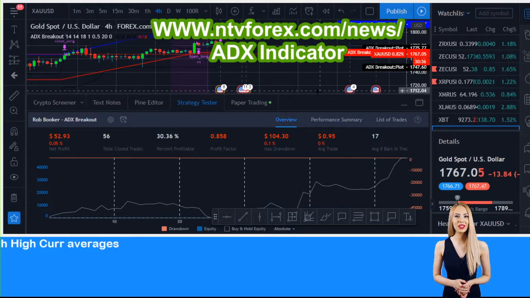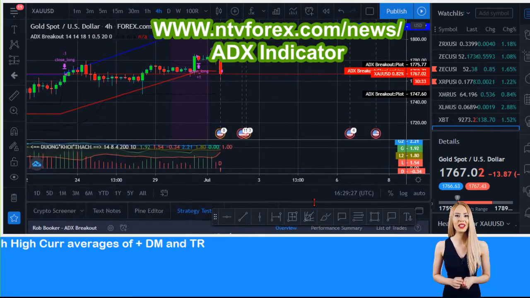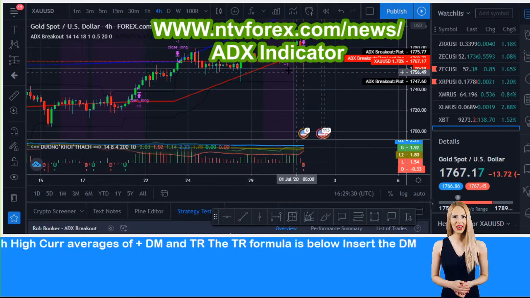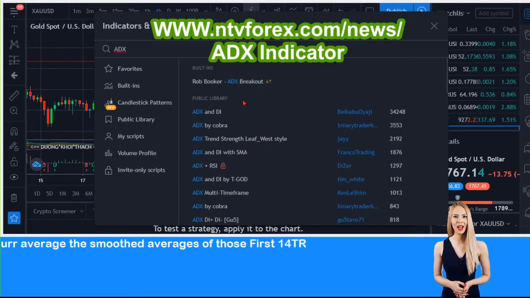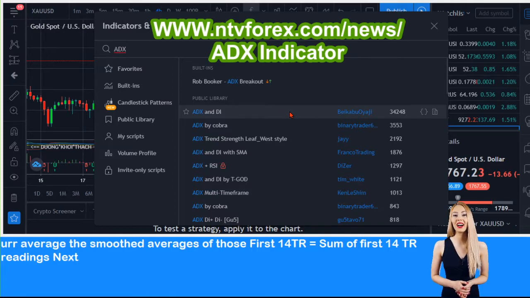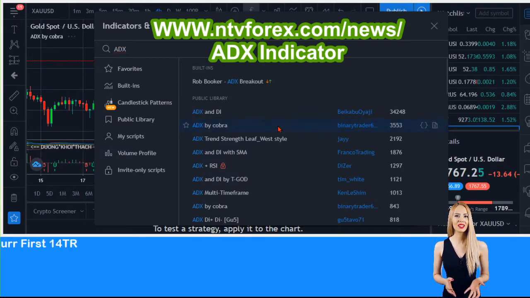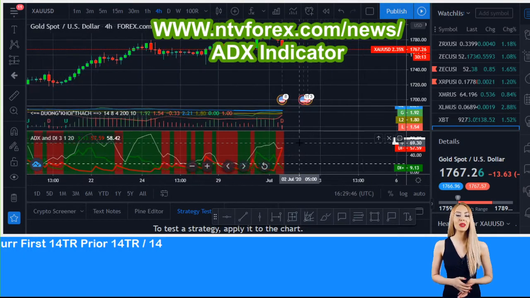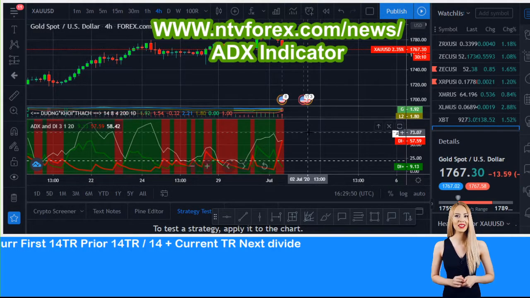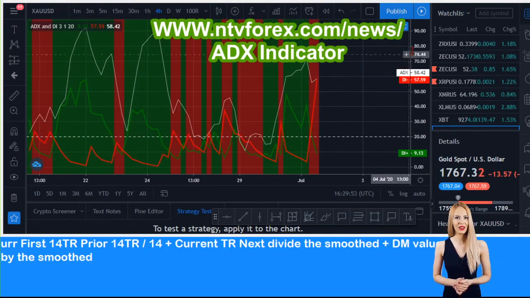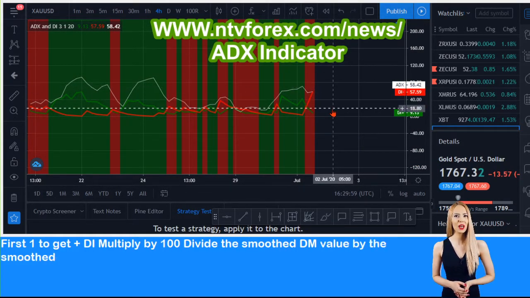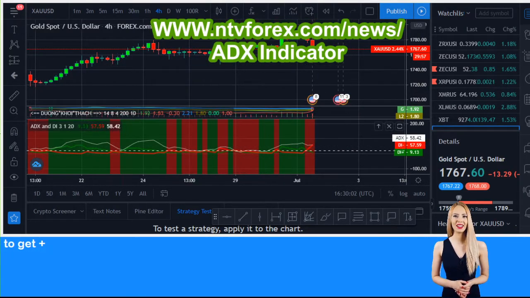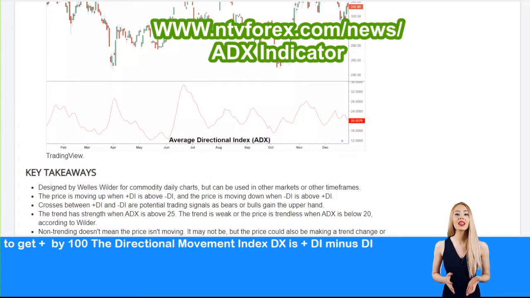Smooth the 14-period averages of +DM, -DM, and TR. The TR formula is below. Insert the -DM and +DM values to calculate the smoothed averages of those. First 14 TR equals the sum of the first 14 TR readings; next 14 TR value equals first 14 TR minus prior 14 TR/14, plus current TR. Next, divide the smoothed +DM value by the smoothed TR value to get +DI, and multiply by 100. Divide the smoothed -DM value by the smoothed TR value to get -DI, and multiply by 100. The Directional Movement Index, DX, is +DI minus -DI, divided by the sum of +DI and -DI, all absolute values, multiplied by 100.